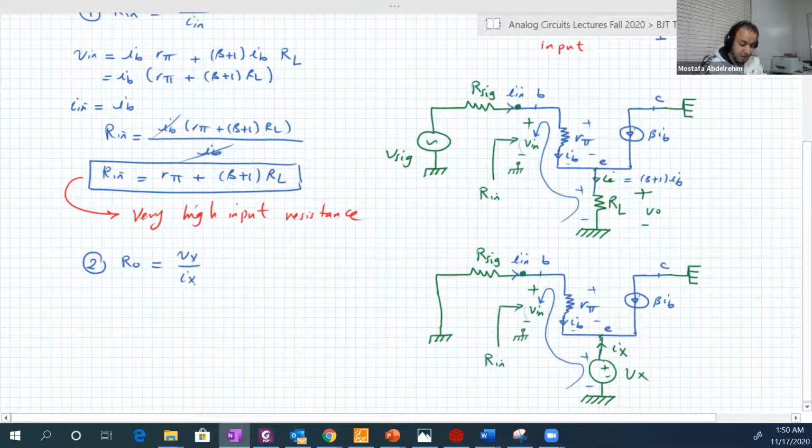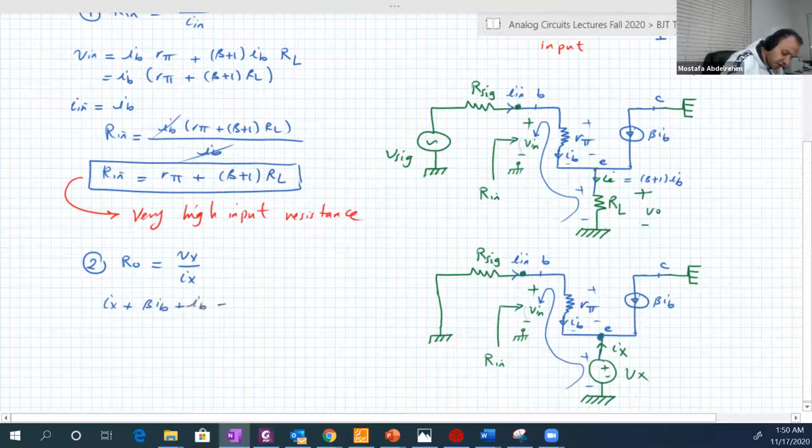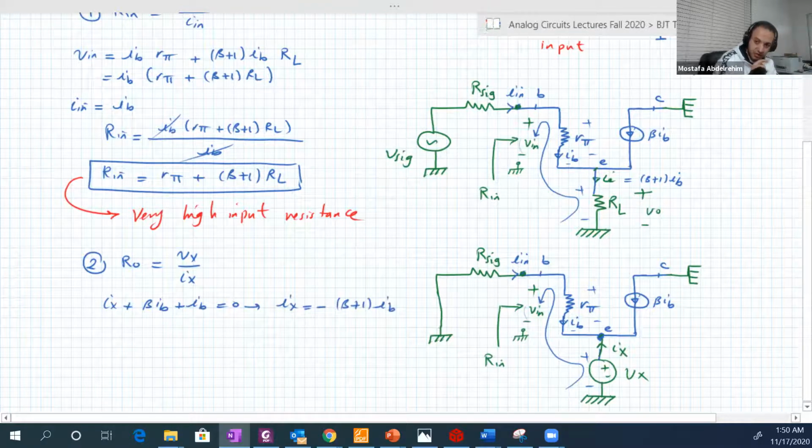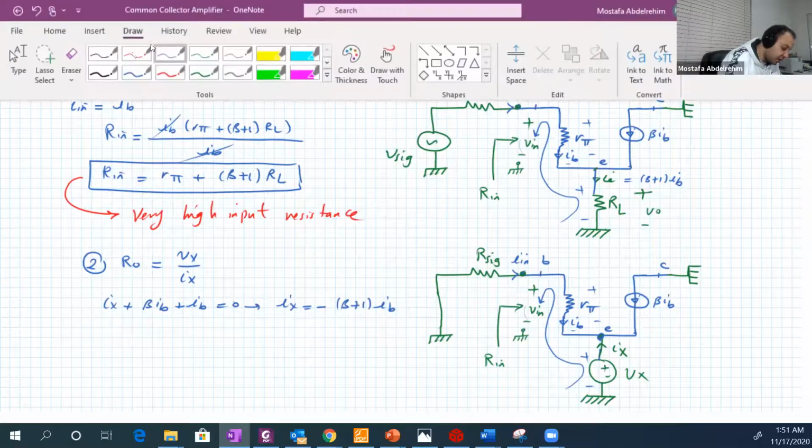Good. So what is Vx and what is Ix? At that node here, Ix is going into the node, beta IB is going into the node, and IB is also going into the node. So Ix plus beta IB plus IB equals 0. So from this, Ix is equal to minus (beta plus 1) IB. Good. How about Vx? Let's take this loop here.